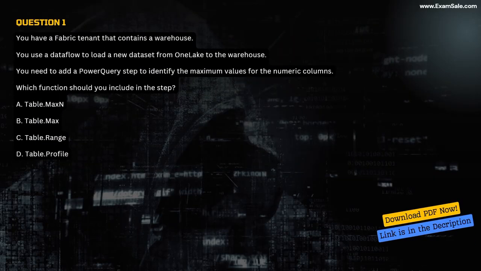Question 1. You have a Fabric tenant that contains a warehouse. You use a dataflow to load a new dataset from OneLake to the warehouse. You need to add a Power Query step to identify the maximum values for the numeric columns. Which function should you include in the step? A. Table.MaxN. B. Table.Max. C. Table.Range. D. Table.Profile.